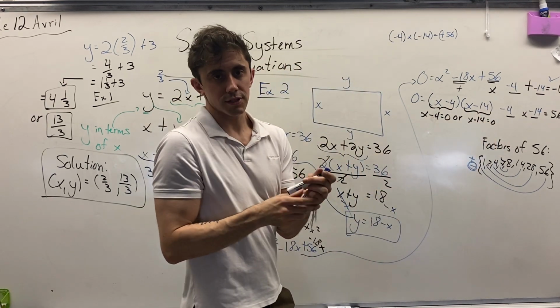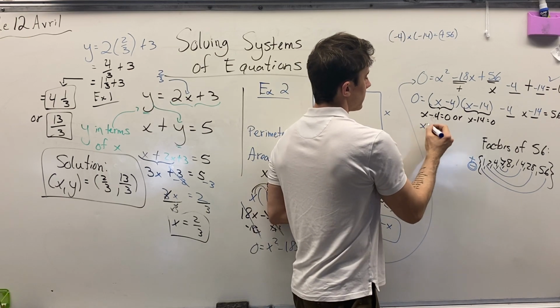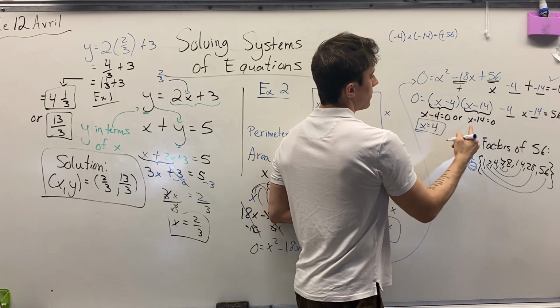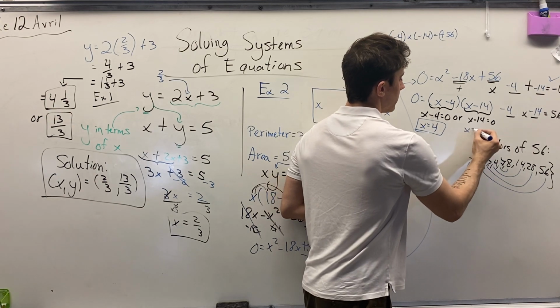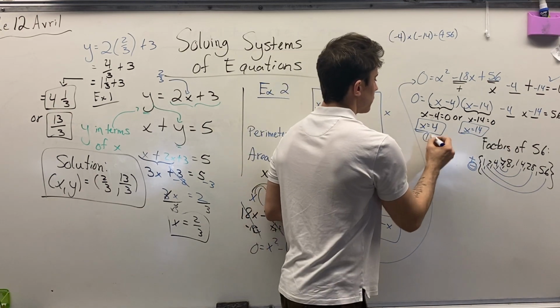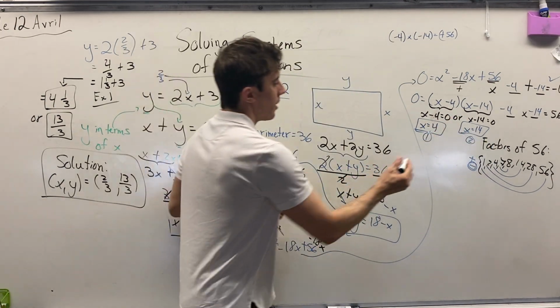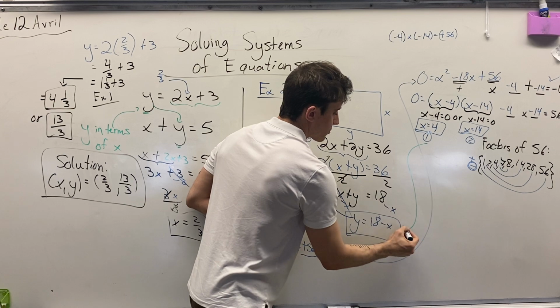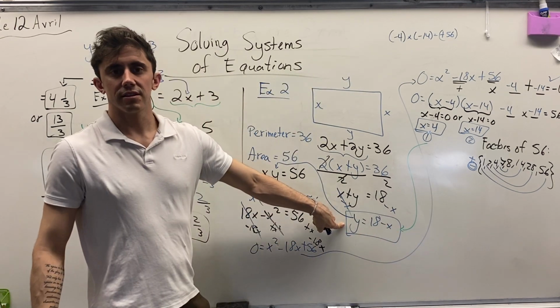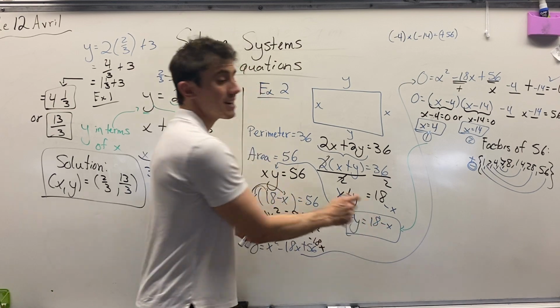And so we have two options for a solution for x. If x minus 4 is equal to 0, then clearly x is equal to 4. And if x minus 14 is equal to 0, then clearly x is equal to 14. So these are two possible solutions. And I'll remind you of our expression for y in terms of x. Whatever x turns out to be, we know that y is equal to 18 minus x.